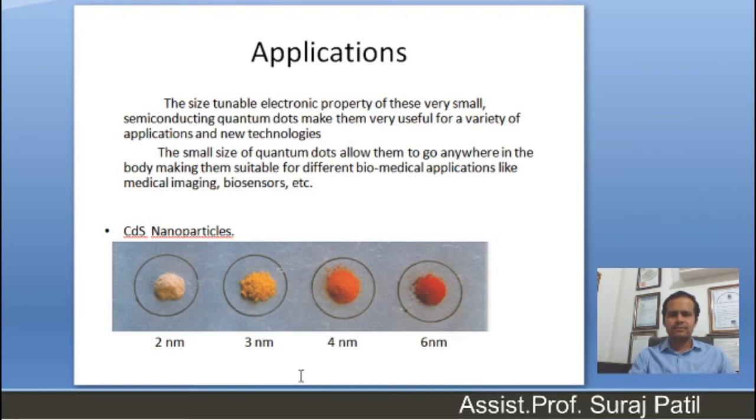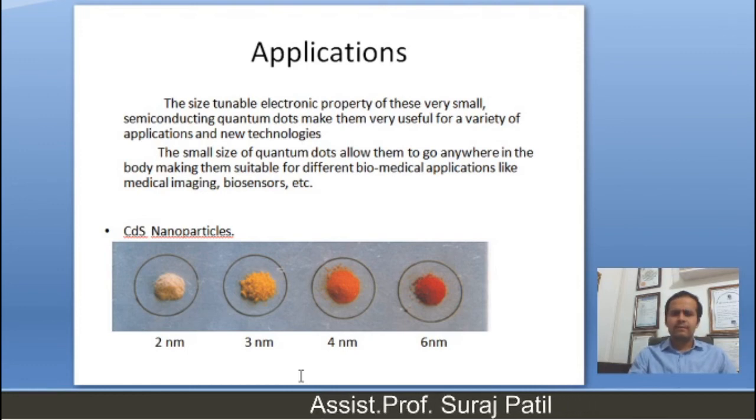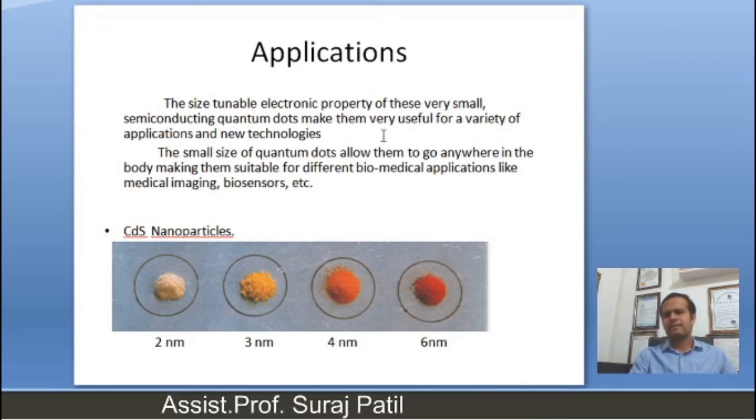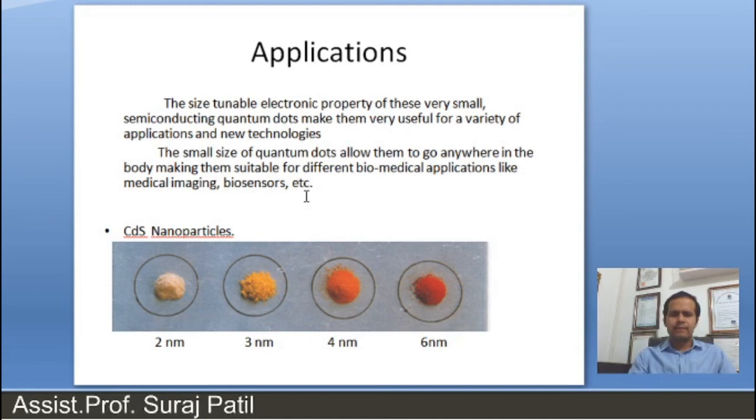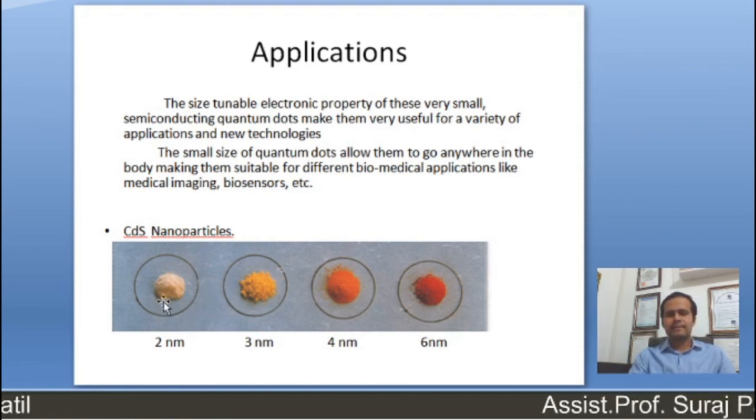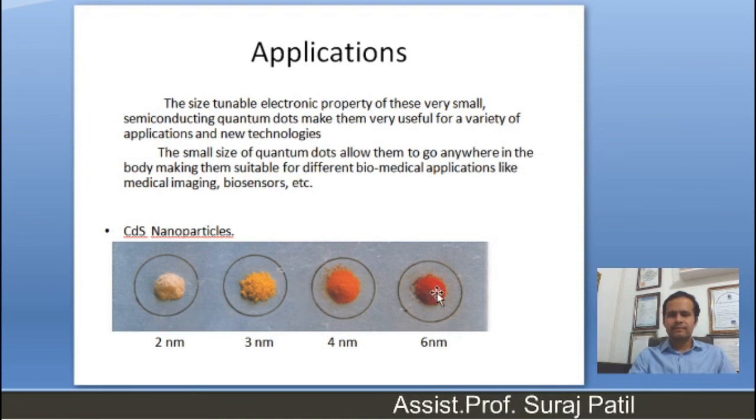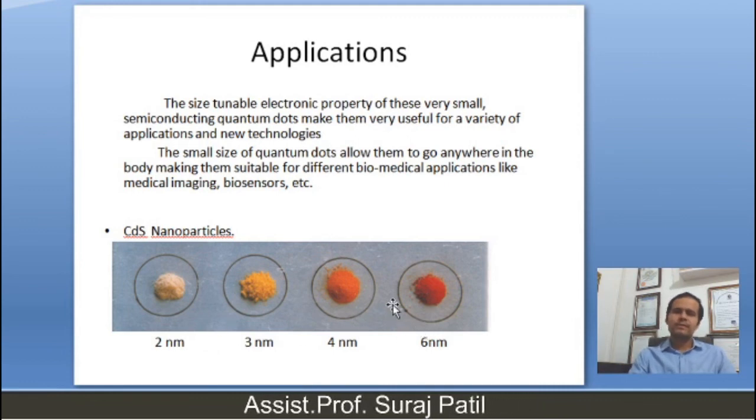And now the applications. We can tune the electrical or any other property by varying its size. By tuning its size, we can vary its electrical and all other properties. So nanomaterials have great applications in a variety of subjects. There is an example that as we change the size, the same CdS particles change their color. Here we can see 2 nanometer, 3 nanometer, 4 nanometer, 6 nanometer. As we change the size of the material, we observe a change in the color.